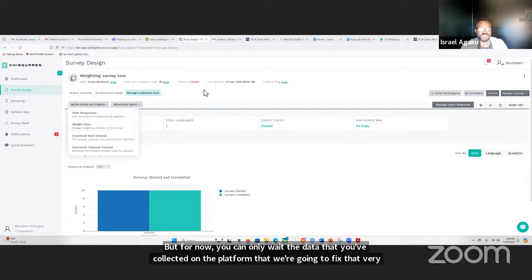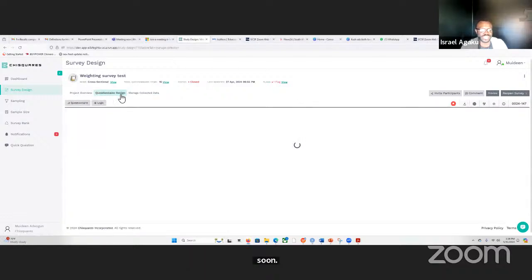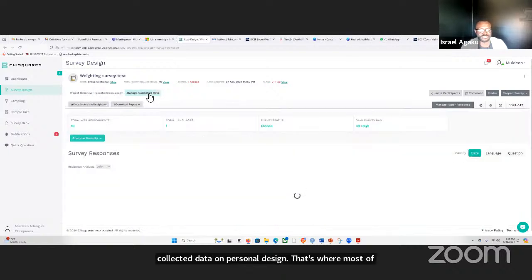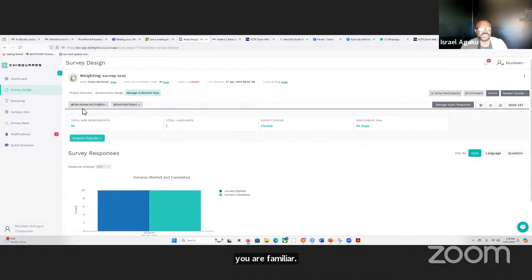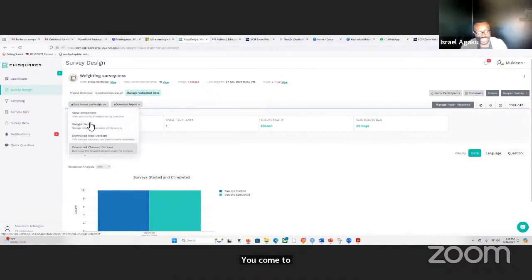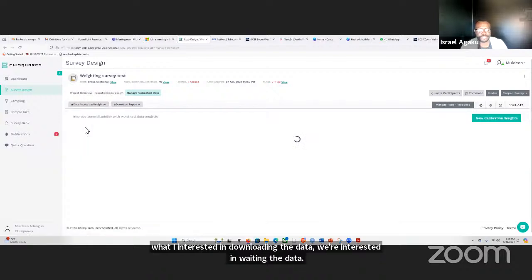So again, let me repeat the journey. You've already collected data on questionnaire design. That's where most of you are familiar. But to where you come to manage collected data, you come to data access and insights. This is where you also download your data set and everything. But now we're not interested in downloading the data. We're interested in weighting the data. So you click on weight data.